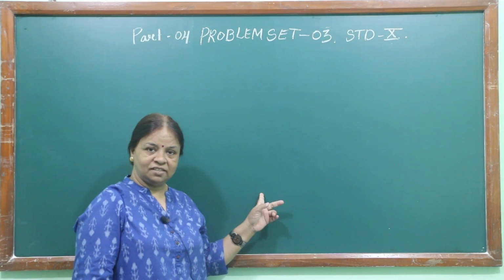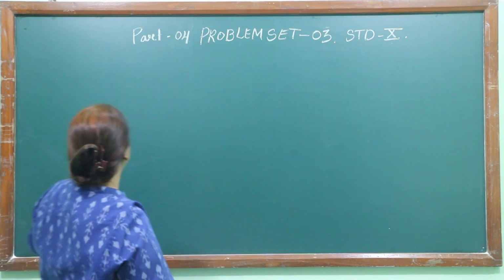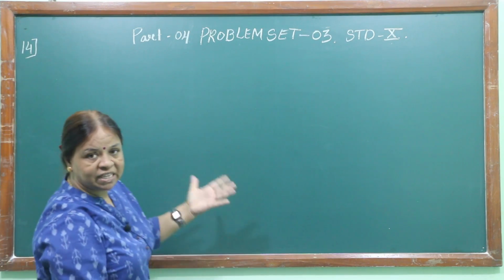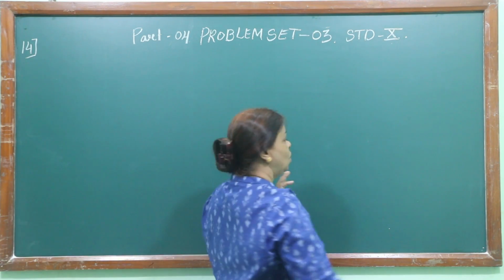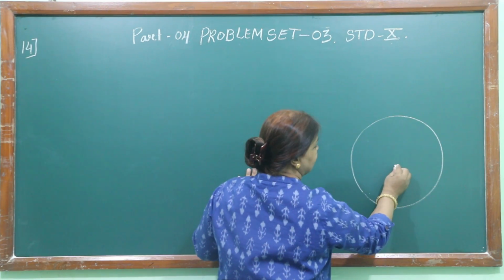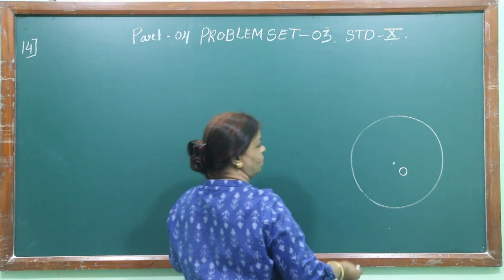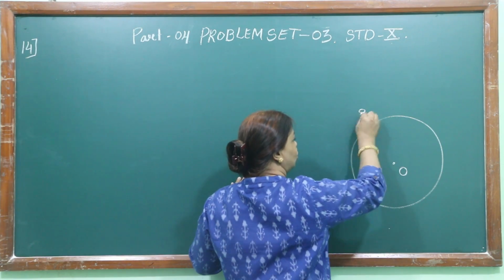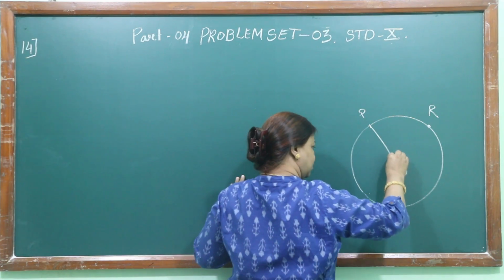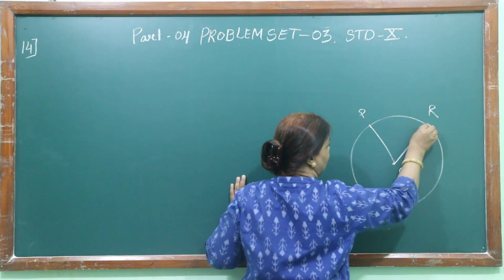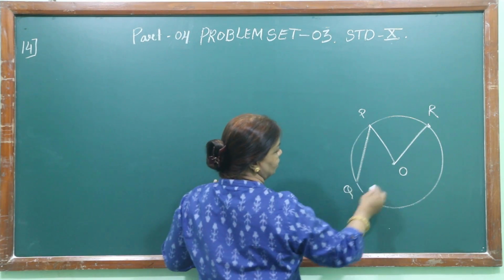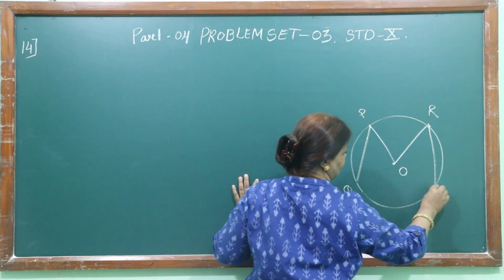Moving to the next question, children. Question number 13 is deleted, so we will begin with question number 14. Now what does question 14 say? There is a circle with center O. P is a point on the circle. R is another point on the circle. This is angle POR. Then there is a chord PQ and there is a chord RS.